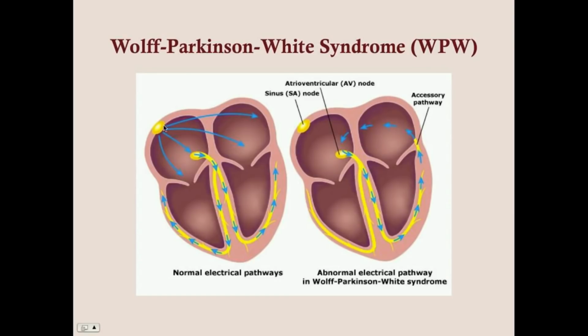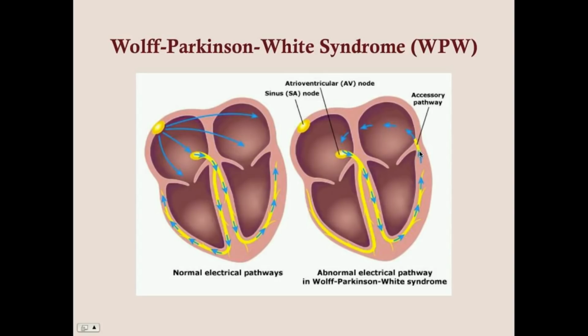Here you have this is normal. So here's your SA node, conducts to your AV node, goes down your bundle branches, and contracts the ventricles. Here's Wolff-Parkinson-White Syndrome. You have an SA node, it conducts through the atria to the AV node, goes down the bundle branches, but here now we have an accessory pathway.